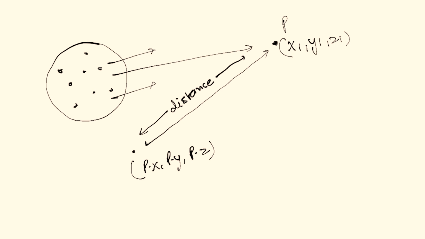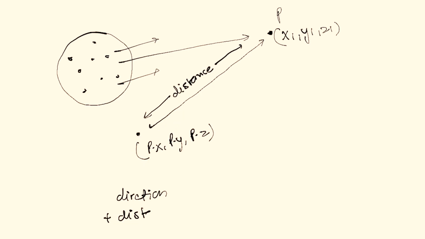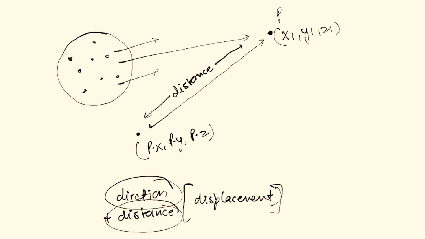And what we can do here, if we are standing at this position and we want to go to this position, what we need is a direction plus a distance. We need displacement. Displacement means direction plus distance. It can be the shortest path. So we are using the shortest path. But if we are standing here, we need how much distance and in which direction.